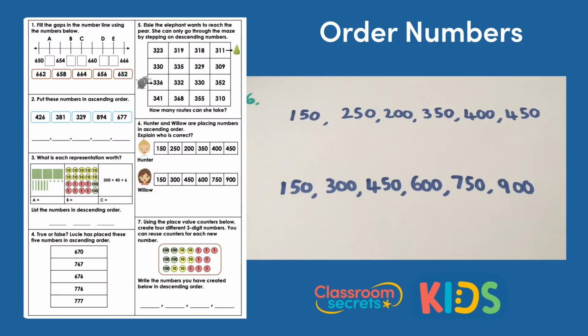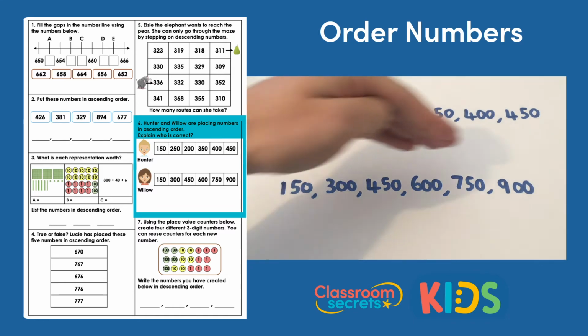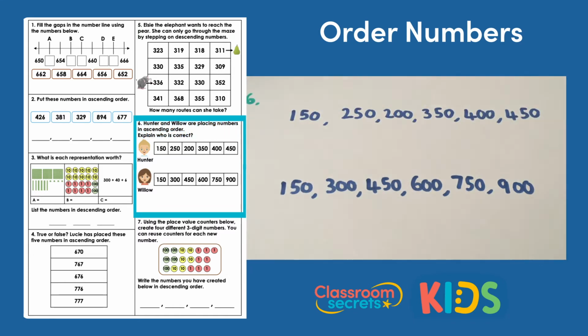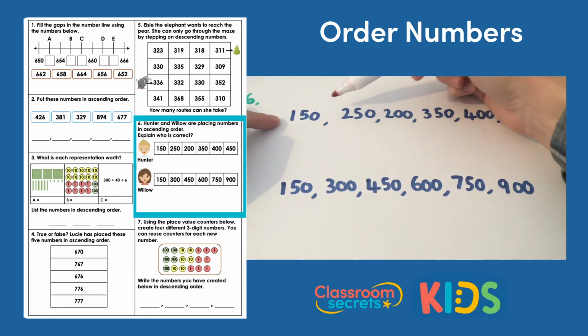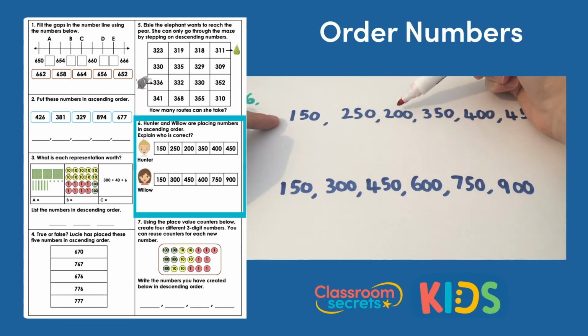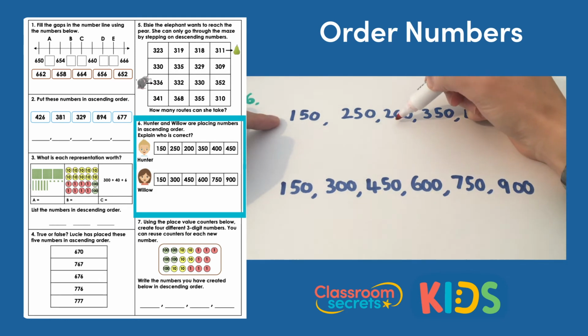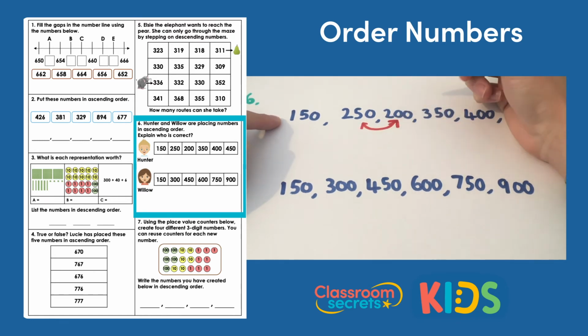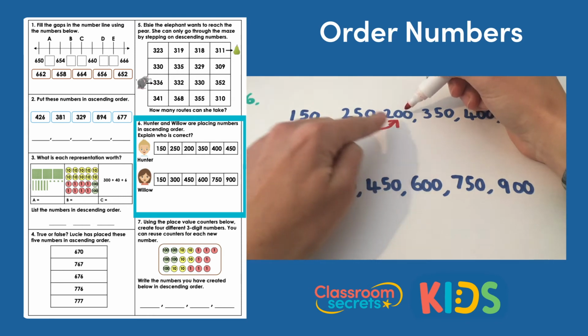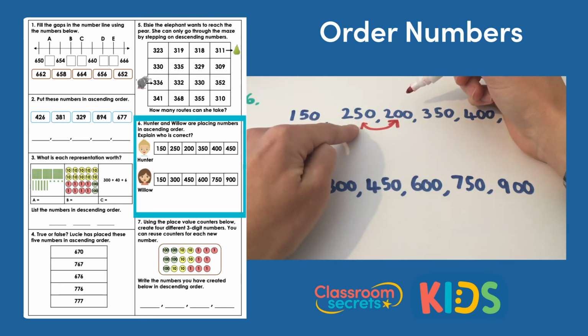Question 6. Hunter and Willow are placing numbers in ascending order. So remember, that's numbers going from smallest to largest. They're getting bigger. Explain who is correct, Hunter or Willow. So this is Hunter's. Let's have a look. 150, 250, 200, 350. I've spotted a mistake here. These two need swapping around. And that's because 200 is less than 250.